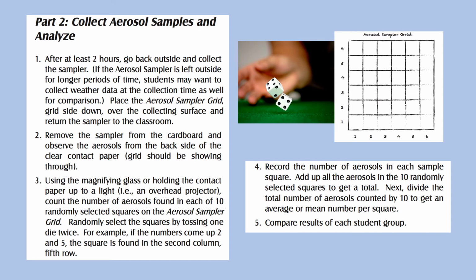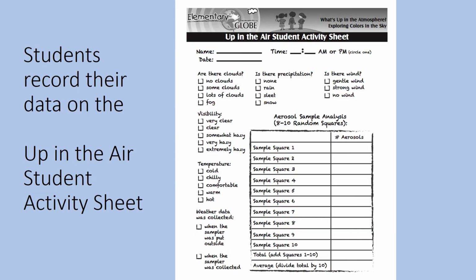So you do this 10 times, so you'll get 10 random grid squares, and then you add that for a total, and then divide by 10 to get the average number of aerosols for that location. And then you can use those results and compare them between student groups. And students can record their data on the Up in the Air student activity sheet. And this can include weather information, such as were there clouds, was there precipitation, was there wind, what was the visibility, the temperature, etc.